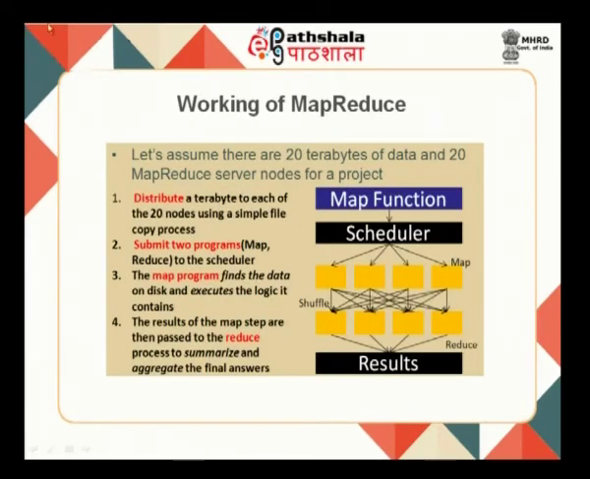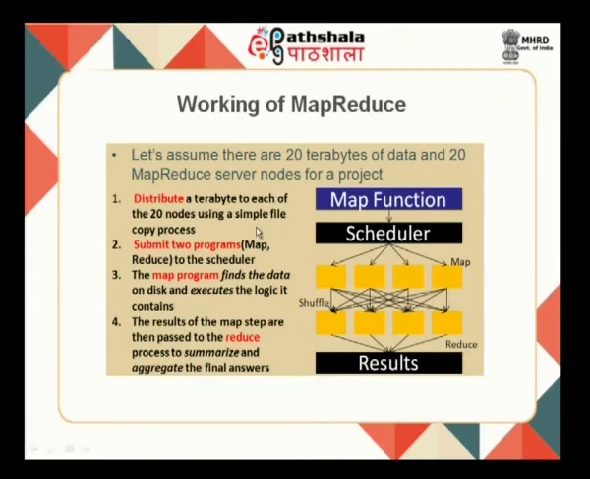So, how does MapReduce work? Let us take an example and understand how exactly MapReduce works. Assume there are 20 terabytes of data and 20 MapReduce server nodes for a project. The data is actually distributed. In other words, these 20 terabytes of data are divided and distributed across these 20 MapReduce server nodes. So, we will have 1 terabyte of data in each of the MapReduce server nodes.